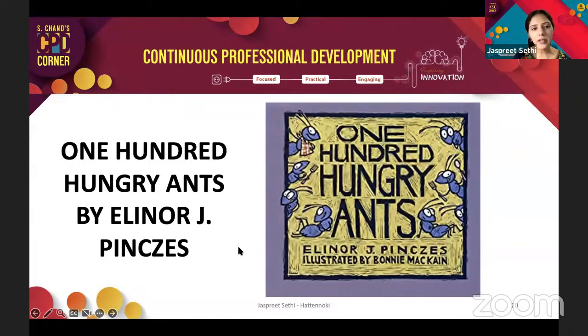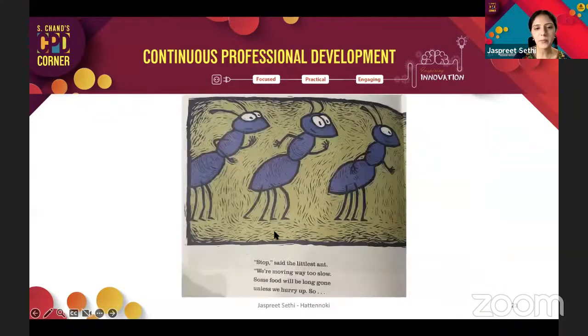So 100 Hungry Ants is another beautiful book. I go through very few snippets of the book. "Stop," said the littlest ant, "we're moving way too slow. Some food will be long gone unless we hurry up." So, a little bit of background: these 100 ants are going towards a picnic, and they are moving first in a line of 100.